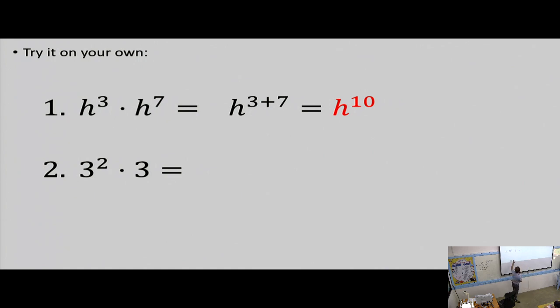Next: 3 to the power of 2 times 3. Mister, please stand up. What will be the answer? If you don't see any power, what is the exponent? Power 1. So what's the answer?